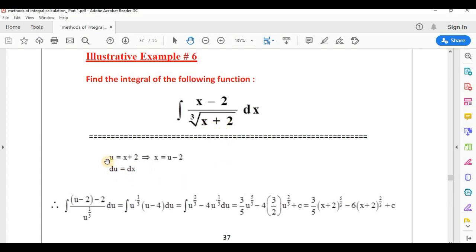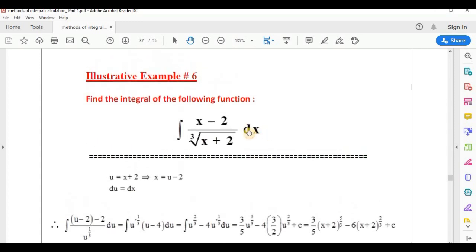Second step, the derivation. We will take the derivation for our assumption, for this side and this side. What is the derivative of u? It will be du. What is the derivative of this part? It will be dx. But here in this integral, we have x also, x minus 2 dx. We have x.